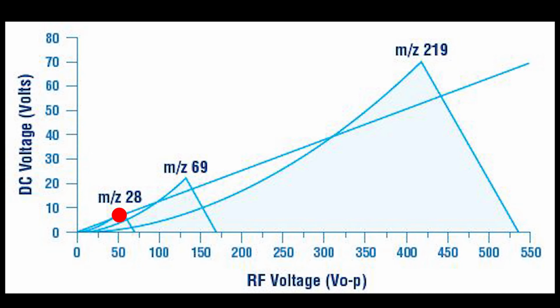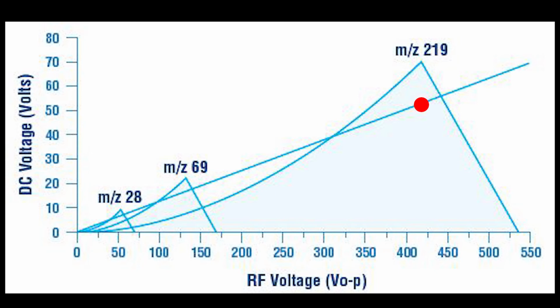219, that red dot is outside the stability region, so it will also be ejected. We can switch our DC and RF voltage. We can ramp up the DC and the RF up to about 18 volts DC, 125 volts RF. Now we're going to detect mass to charge 69, but we're outside the stability region for 28 and 219, so only 69 will survive and hit the detector.